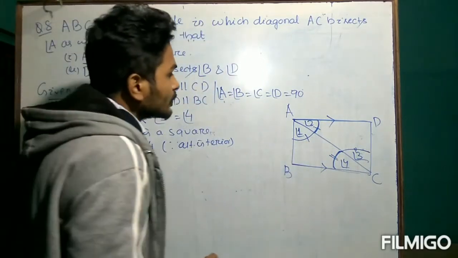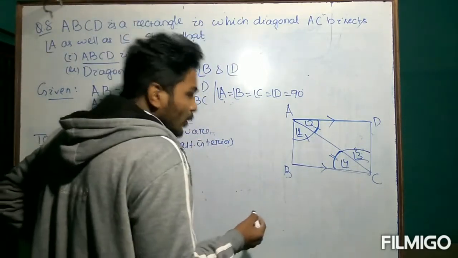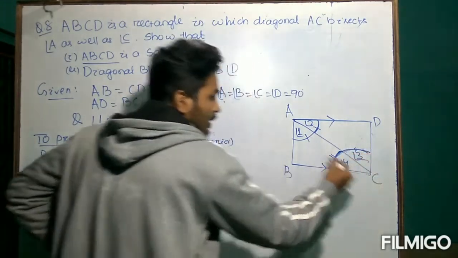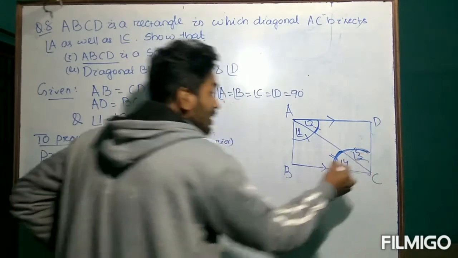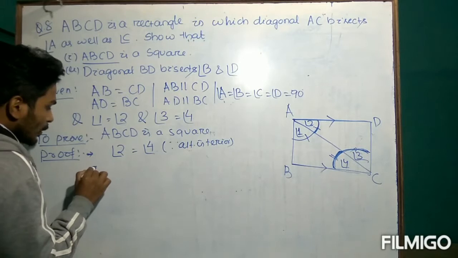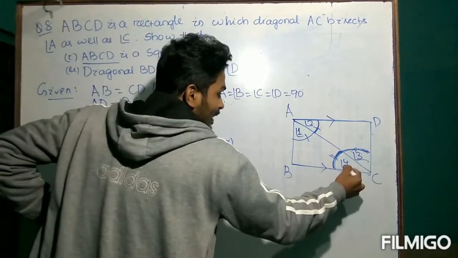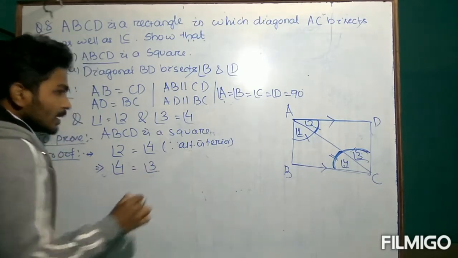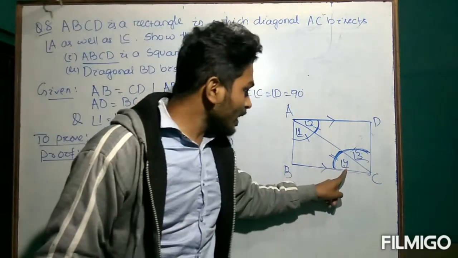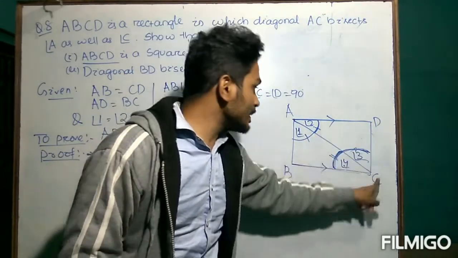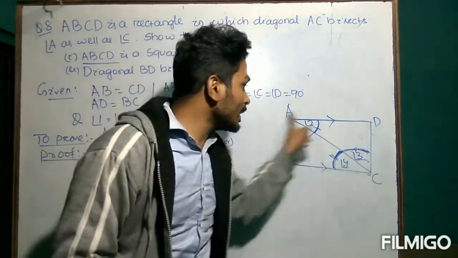Next, since we know that AC is the angle bisector of this angle, it means angle 4 is equal to angle 3. Yes or no? Yes. So angle 4 is equal to angle 3. Listen, in place of angle 4 you can write BCA, in place of angle 3 you can write DCA, and in place of angle 2 you can write DAC.